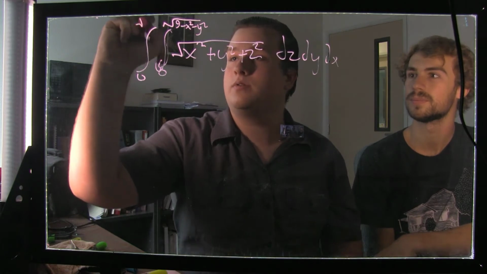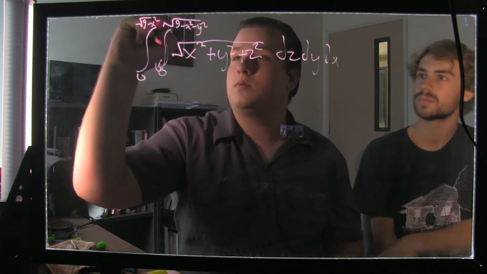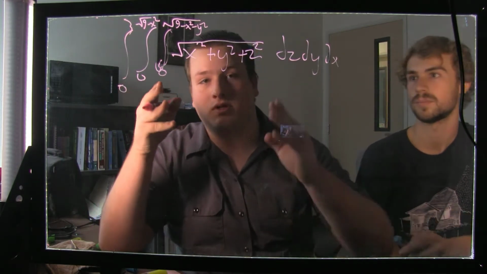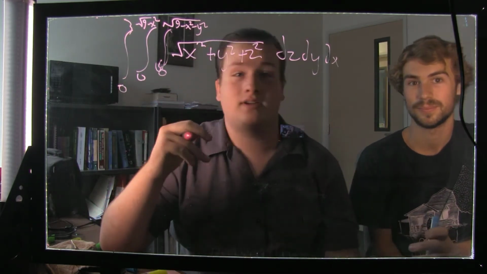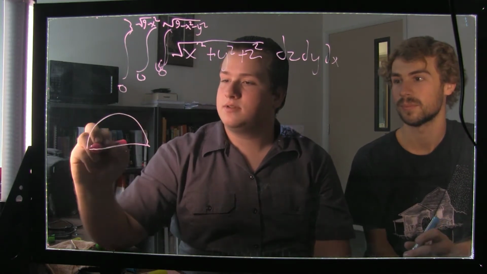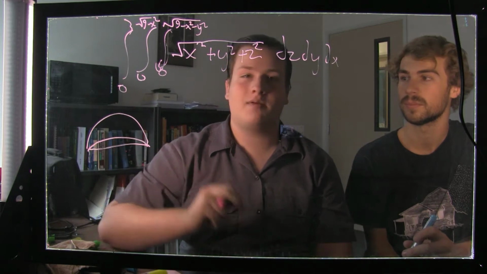0 to the square root of 9 minus x squared, and then 0 to 3. Now these radicals look super scary, but if you realize it's just an upside down dome, which can be properly described as this, we'll use this to help us in the future.